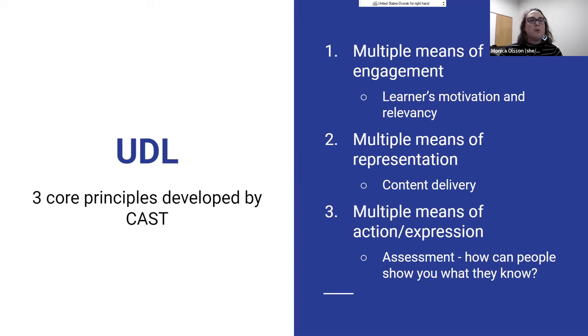The third is multiple means of action or expression. This gets to assessment, where you're understanding or getting feedback on how people are learning your material. So this is giving more than one way for your participant or learner to show you what they know. If you're in instruction, for example, that might be giving a few different options for an assignment type that a student can choose to submit to you. And then we can continue different examples along the way.